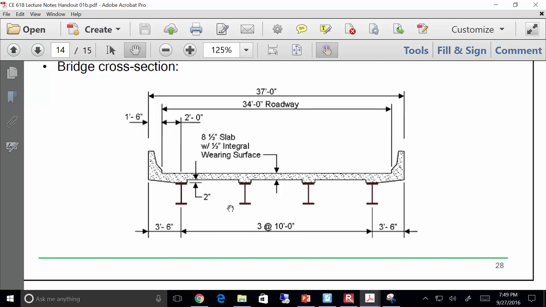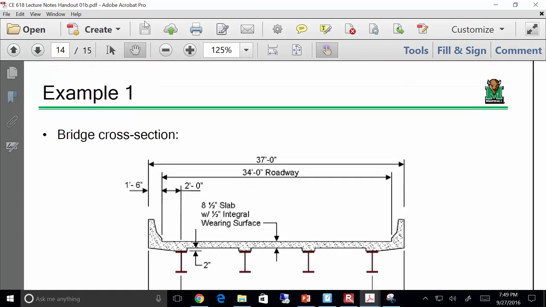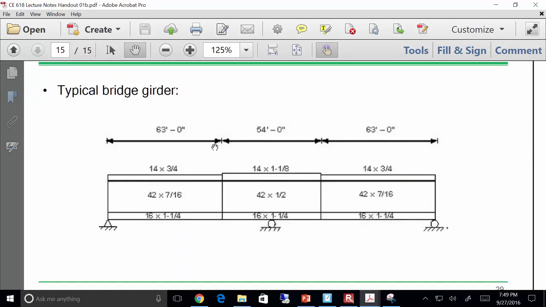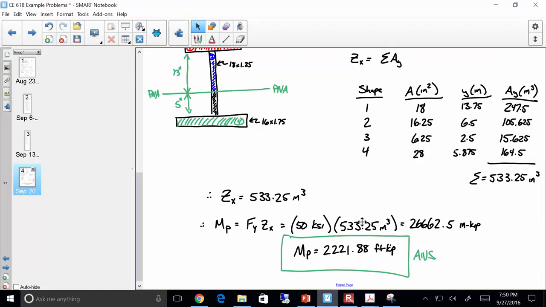What else? I'm also going to look at just the positive bending region. The negative bending region would be very similar, only you would not consider the deck at all, and you would just consider one layer of rebar here and one layer of rebar there. Those two layers of rebar, and that's it. So let's go into this plastic moment calc, and I think you'll see it's pretty straightforward.